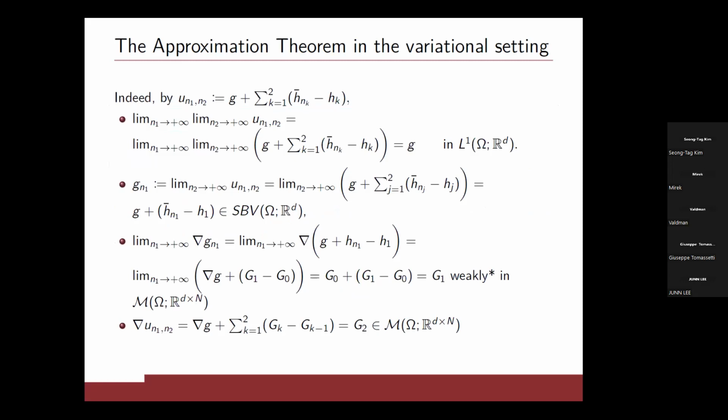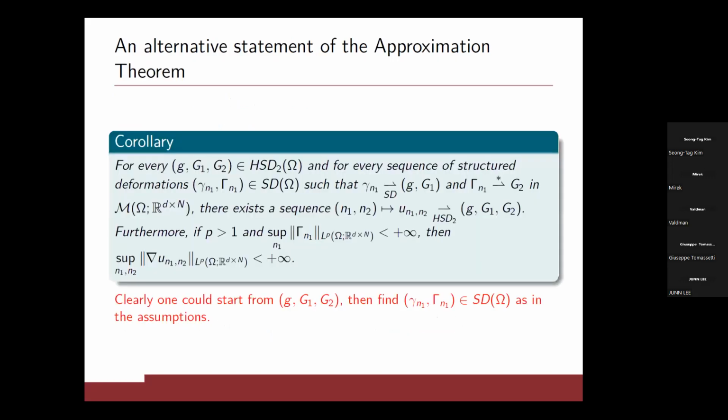So clearly you have that the double limit of u_n1 and n2 is indeed your field g, because of the way you have chosen H_k and H bar_k. And the same happens essentially for the gradients, the absolutely continuous part of the gradients, directly at the micro level or at the intermediate level. So well, then there is another observation that for our purposes we found useful, which is the following.